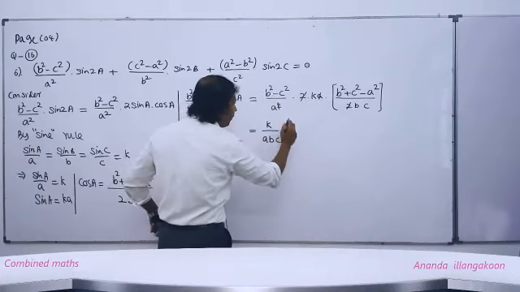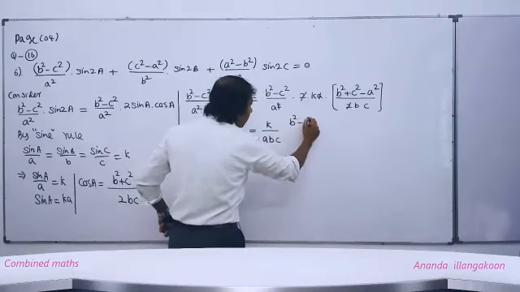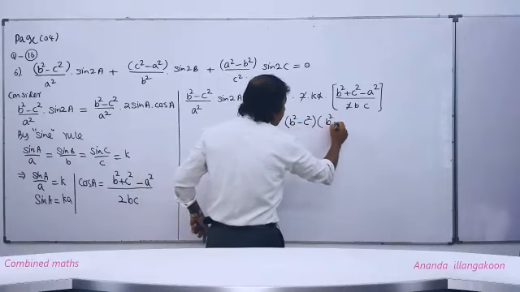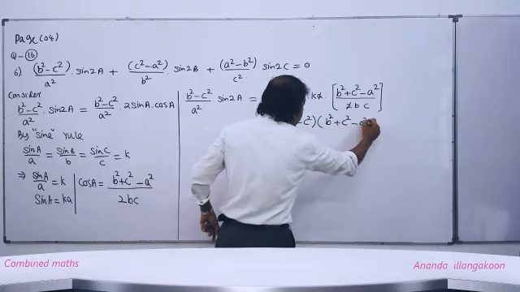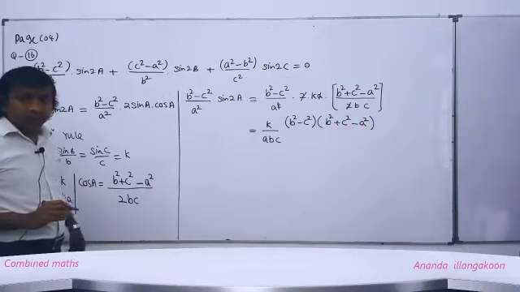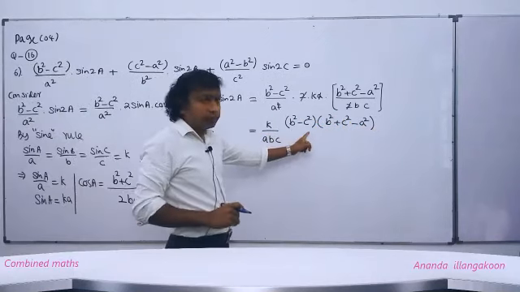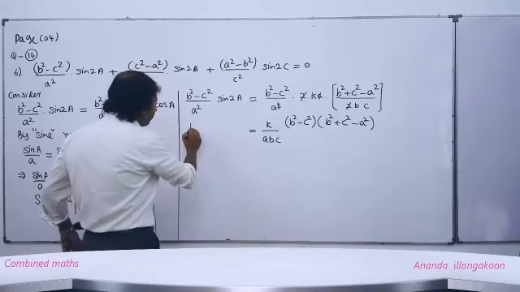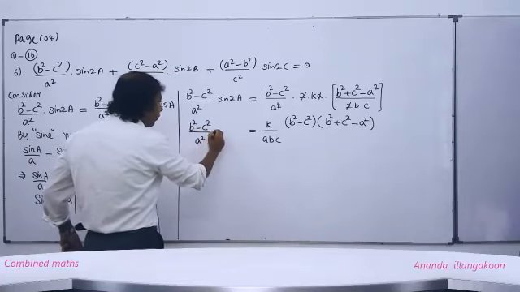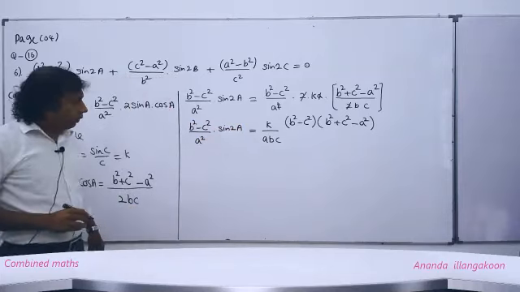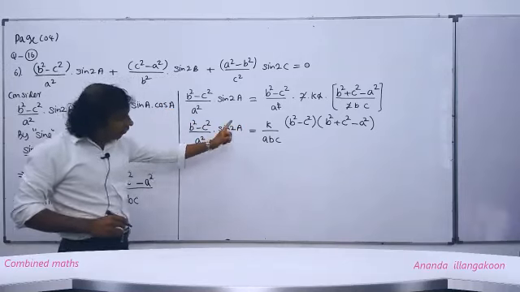And now we have here (b squared minus c squared) times (b squared plus c squared minus a squared). Understood? This is now... We can furthermore simplify this, but we'll keep it like this. Now compare the left hand side and right hand side.